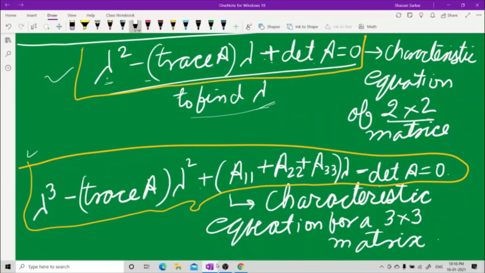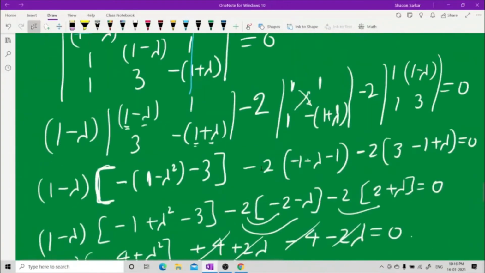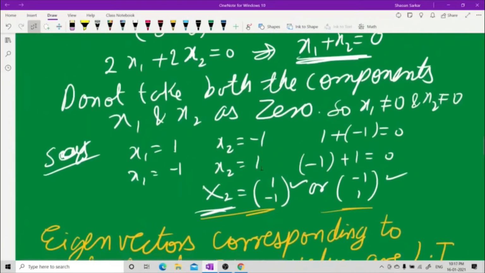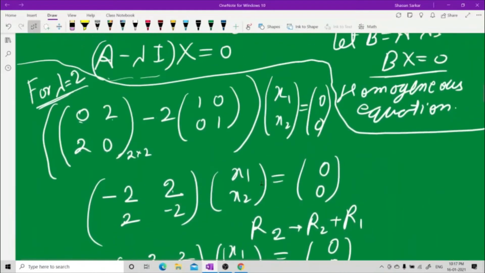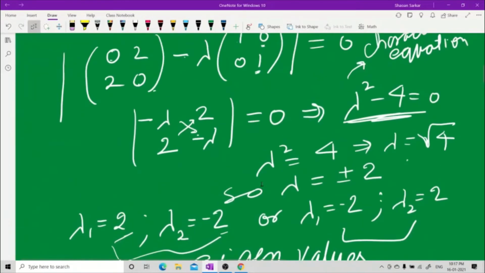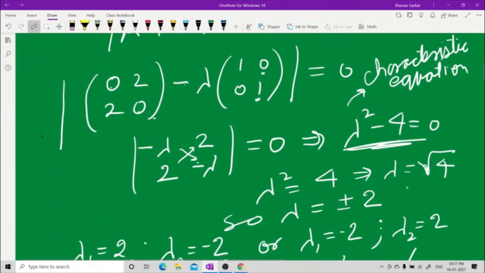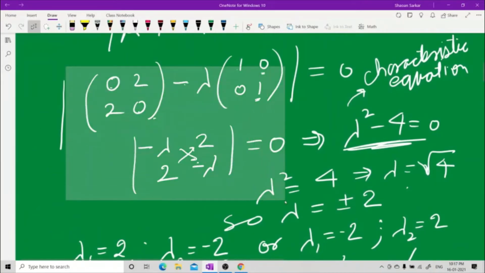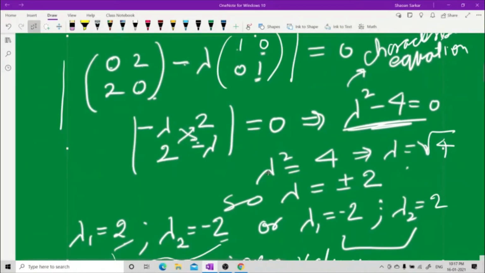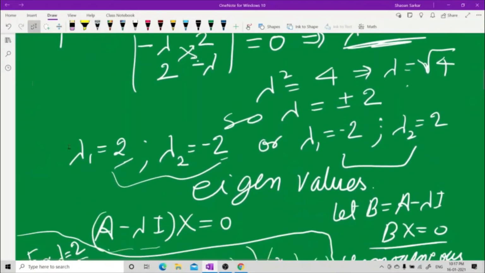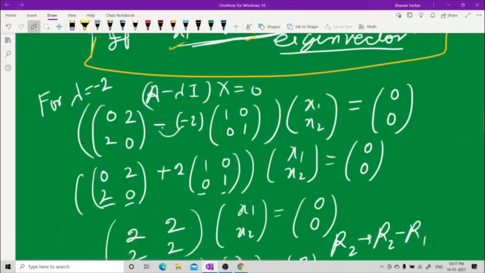Instead of finding the determinant in the above process that we did, for the 2 cross 2 you have seen, we had taken the determinant of this. Yes, I took the determinant here. You are seeing this determinant has been taken to find out these values of lambda. So instead of doing all this, you can straight away use this equation.